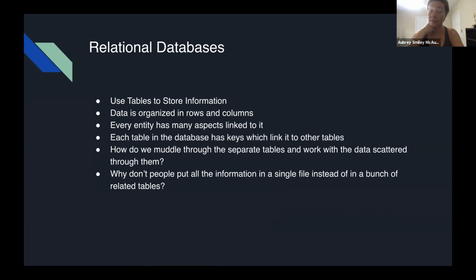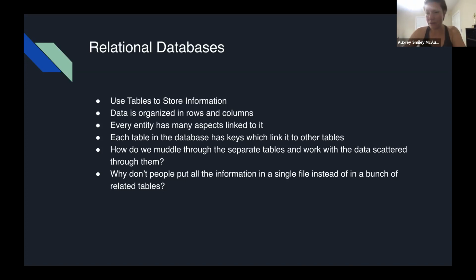Within these, data is organized into rows and columns, and every entity has many aspects linked to it, although all those aspects might not be stored in the same table. Every table has keys. They can have a primary key, which is native to that table and is a unique identifier, and they can have foreign keys, which are unique identifiers from other tables, which link back.